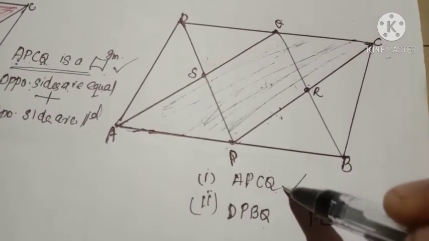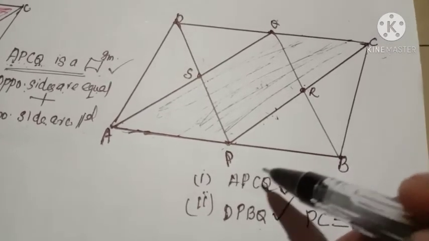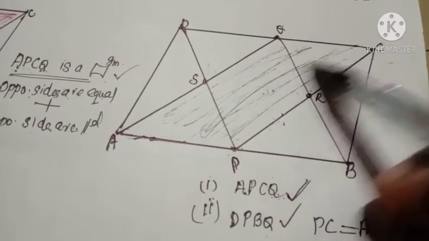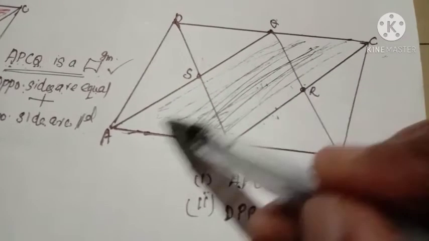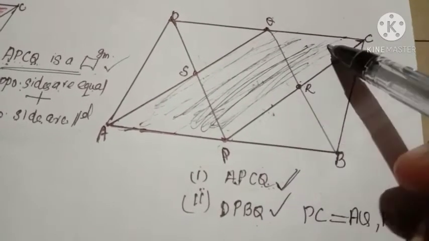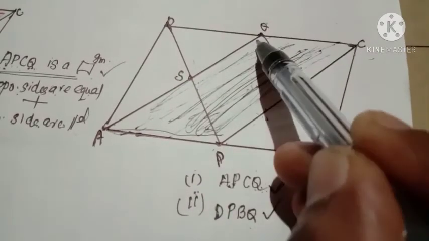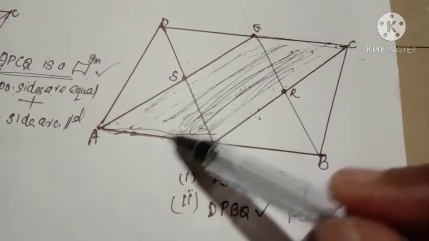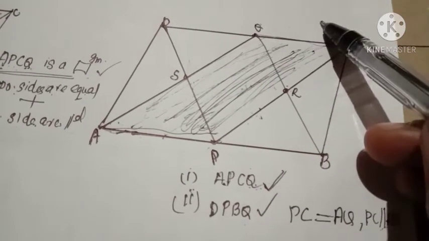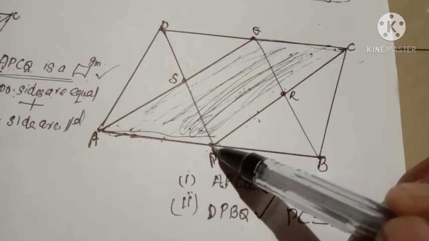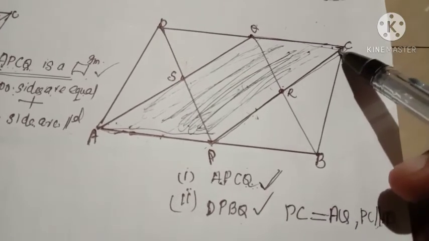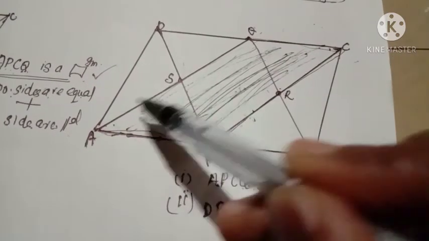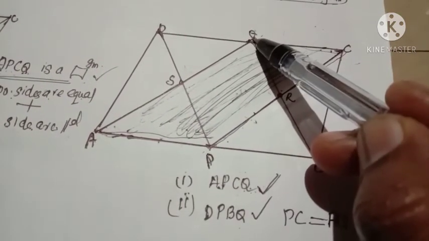So by using the first and second one, listen, first one means APCQ is a parallelogram. See, this is the APCQ. In this, both pairs of opposite sides are equal and parallel. So AP is equal to QC and AP is parallel to CQ. So avoid this opposite side and consider the next pair. What's the next pair? Yes, don't be confused. PC and AQ.